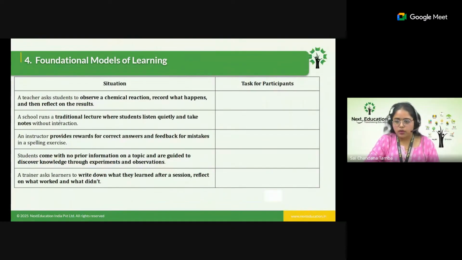Yeah. So till here we have seen different foundational models. So I would just give you a set of questions and try to ask you. These are quite simple. I think you can answer them. So the first situation is, a teacher asks students to observe a chemical reaction, record what happens, and then reflect on the results. So can anyone tell me how you can relate it with the learning models which you have seen earlier?